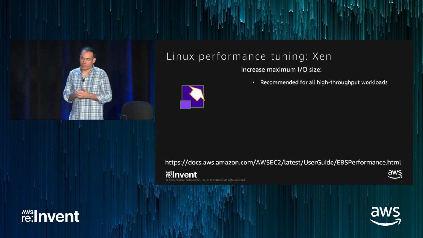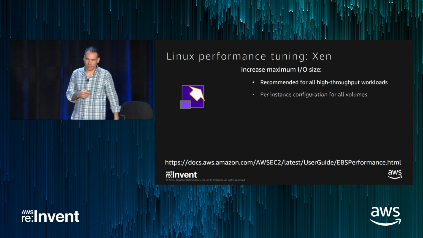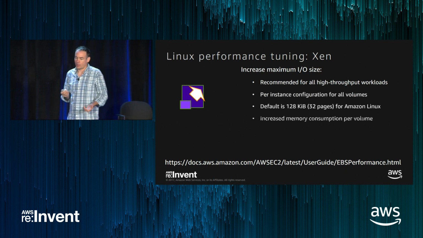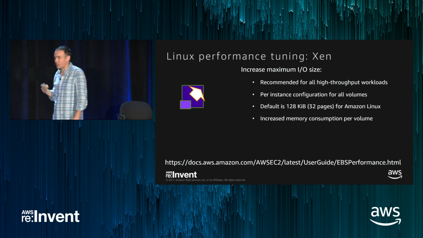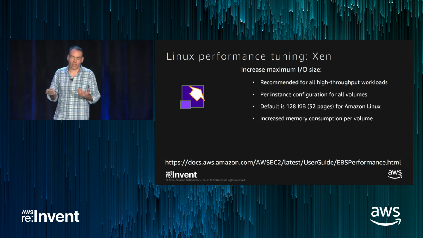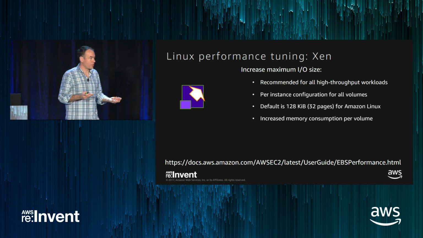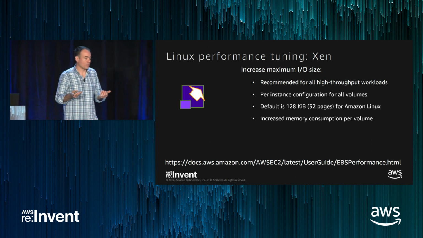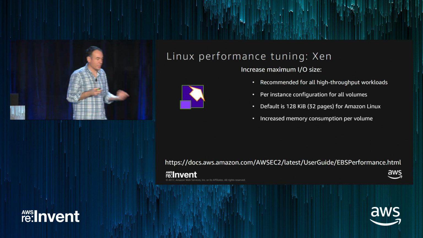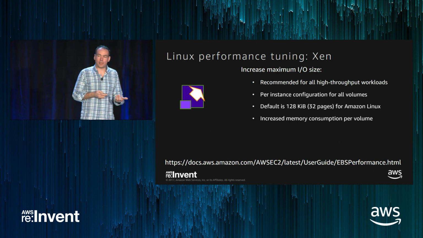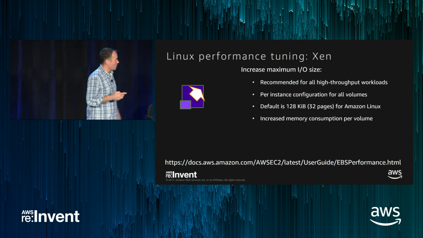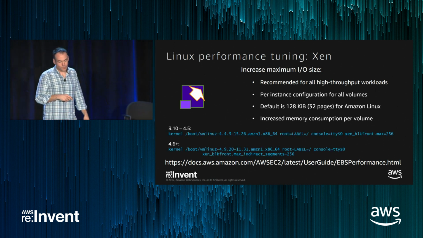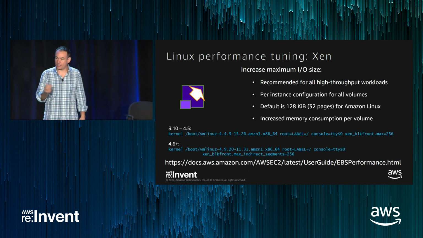If you're running on one of our Xen instances, here's how to increase the maximum IO size. If you're doing any kind of throughput workload, this is a per instance configuration. Now, the default is set to 128K, which is a pretty decent balance between getting enough throughput through and taking memory out of your guest. Just to be confusing, this is measured in 4K memory pages, not sectors. One of these days, Linux will be consistent. There's the way to set that. They changed the parameter in 4.6 as well.